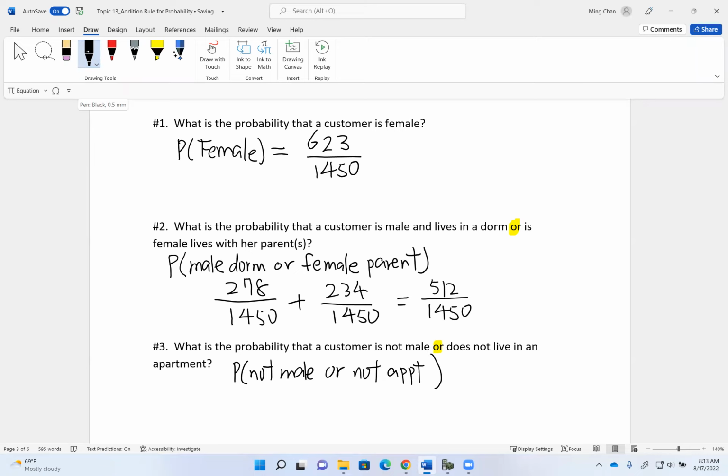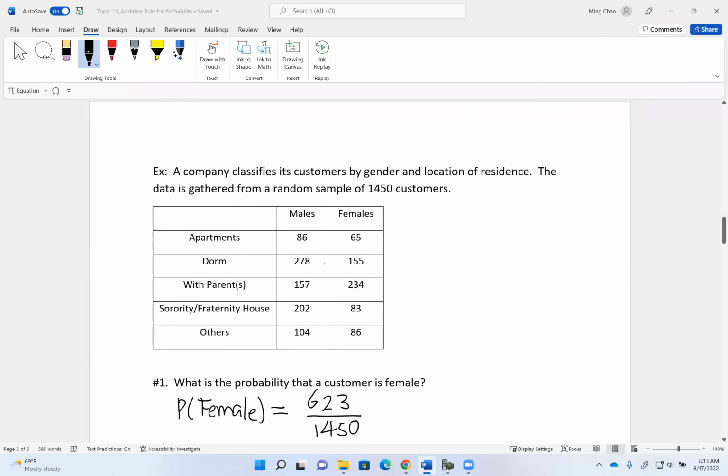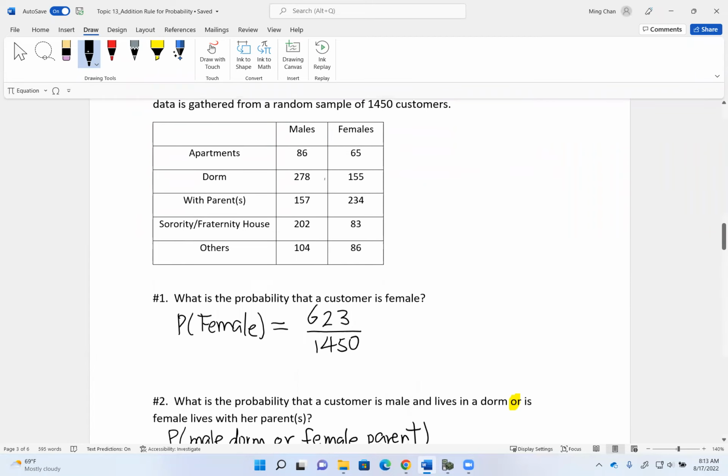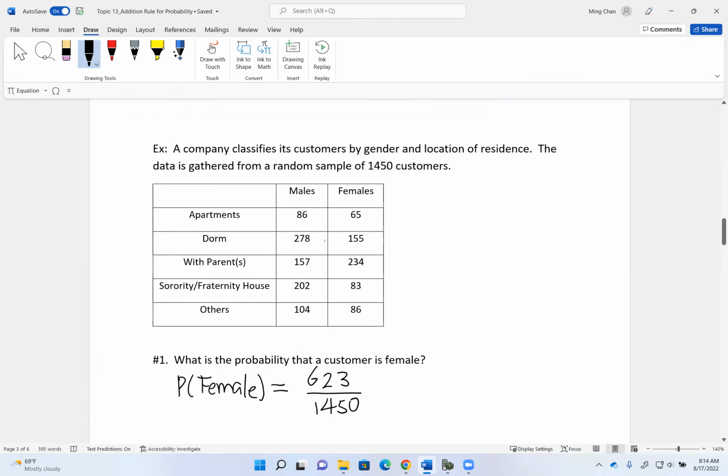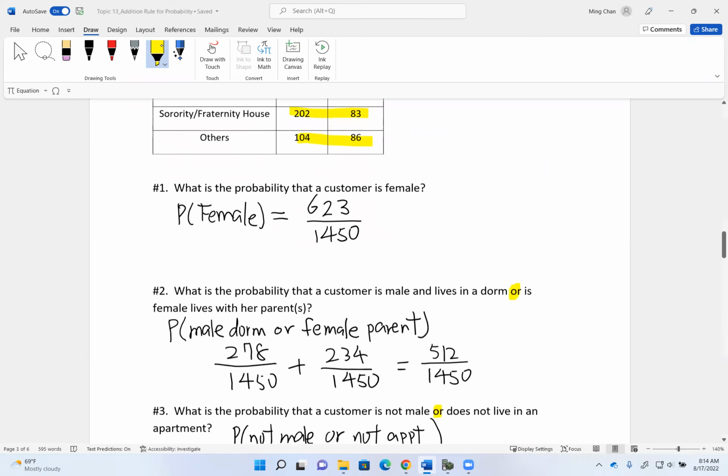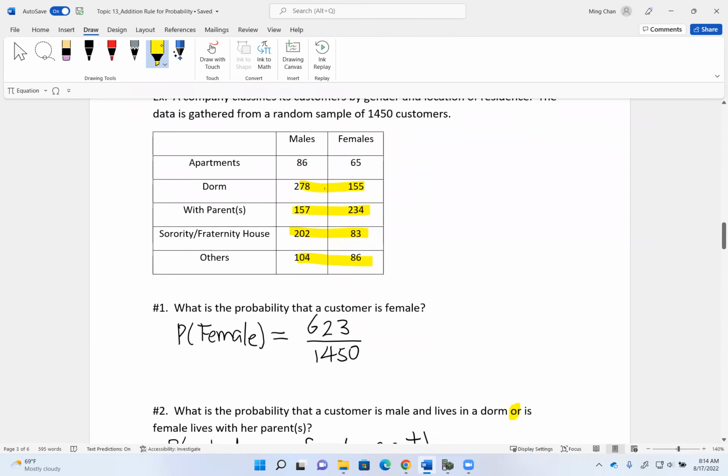So if you think about, okay, not living in an apartment, that's everybody else. Okay, this is not the word and. This does not say not male and not in apartment. It's the word or. So you gotta think, okay, who does not live in apartment? So if you just think about not living in apartment alone, right here, these guys, those are not living in apartment. All right. The first event is not male. Not male means not these guys under the first column. Not male is right here.